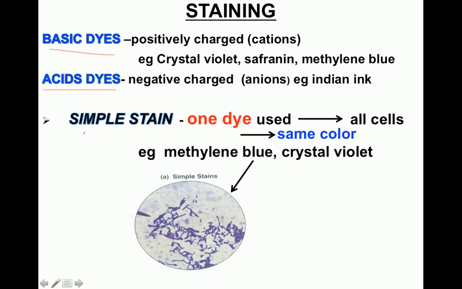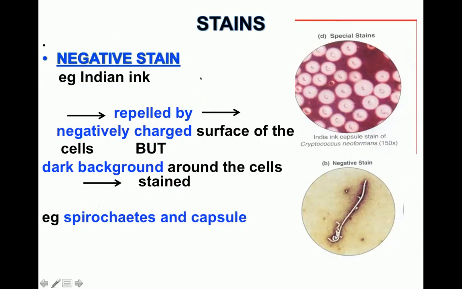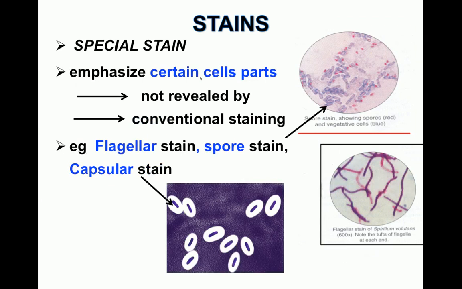The stains can be a simple stain. When we talk about a simple stain, that means we are just using one stain or one dye. And because we're just using one dye, the entire slide will be colored as that particular stain. For example, this is methylene blue, and you can see the entire slide, all the organisms have taken up the methylene blue stain, and they just look alike. Then we have differential stain, which is the one in which two different stains are used.